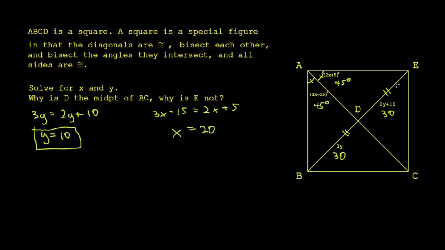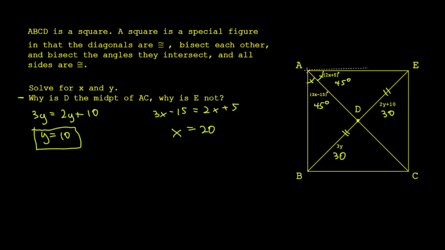BD and DE are congruent. Angle BAD and angle EAD are both congruent, so we've done it right. Now we get on to this part of the question. Why is D the midpoint of AC? D lies on AC, and it is in the middle of it, so it is the midpoint.